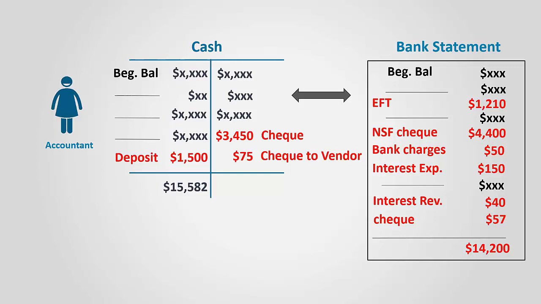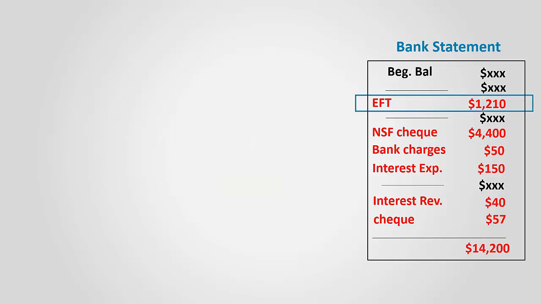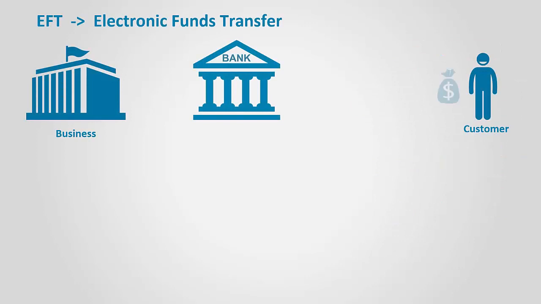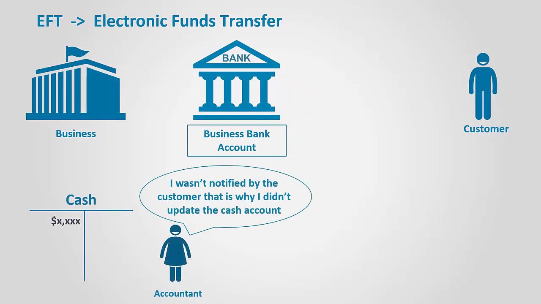Let's illustrate some common differences. Let's start with electronic fund transfer, or EFT. EFT appears on the bank statement when a customer transfers or deposits money electronically to the business. The bank adds the money to the bank statement, but the business is not yet notified about the transfer, so it's not added in the cash account.